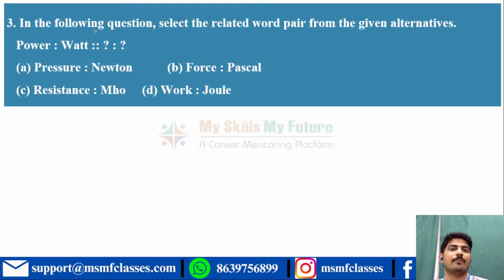Okay, this was the next question. So this will be from analogy topic. So power and watt. So the unit of power is watt. So we need to find the similar relation among the given options. So the unit of pressure is not Newton, and the unit of force is not Pascal, and the unit of resistance is also not Ohm. So the unit of work is Joule. So my answer will be option D directly. So this is a very basic question. All you need to remember are the basic units of some quantities, electrical quantities or physics quantities. Let's go for the next question.